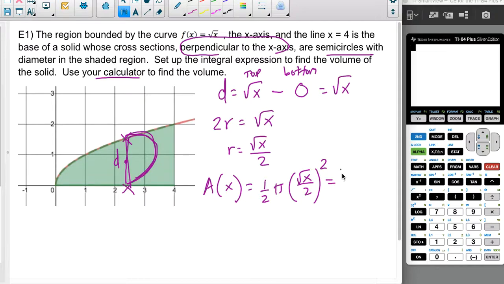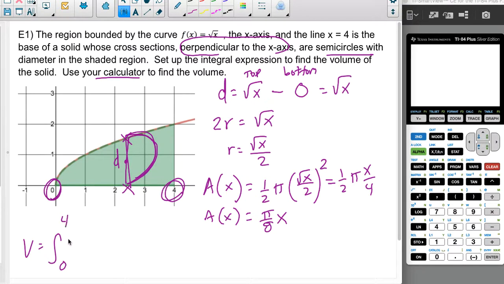So I'm going to get that this is a 1/2, a pi, and an x over 4. My area is going to be pi over 8 times x. So once I know the area of one slice, my volume should be adding the first plate up to the last plate. So I'm going to integrate from 0 to 4 of pi over 8 x dx.